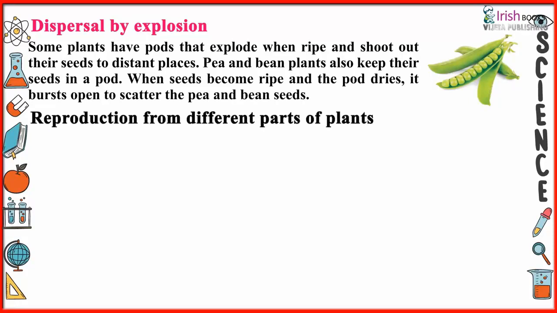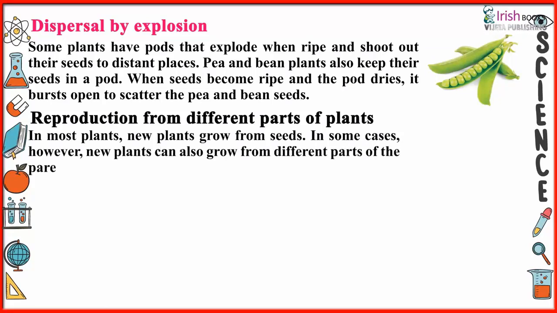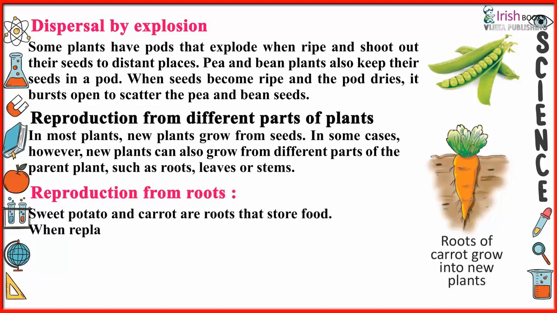Reproduction from different parts of plants. In most plants, new plants grow from seeds. In some cases, however, new plants can also grow from different parts of the parent plant, such as roots, leaves, or stems. Reproduction from roots. Sweet potato and carrot are roots that store food. When replanted, these roots grow into new plants.